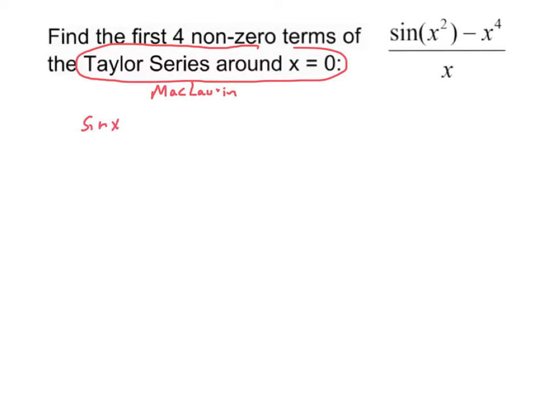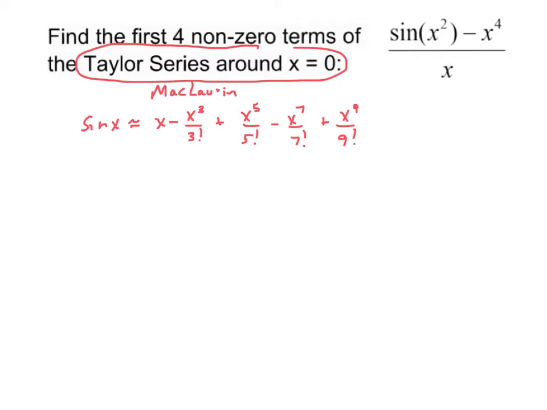Sine of x, that Maclaurin series, is x minus x cubed over 3 factorial plus x to the 5th over 5 factorial minus x to the 7th over 7 factorial, like that. Maybe I'll do one more. Okay? So that's our Maclaurin series. That's the series about x equals 0.